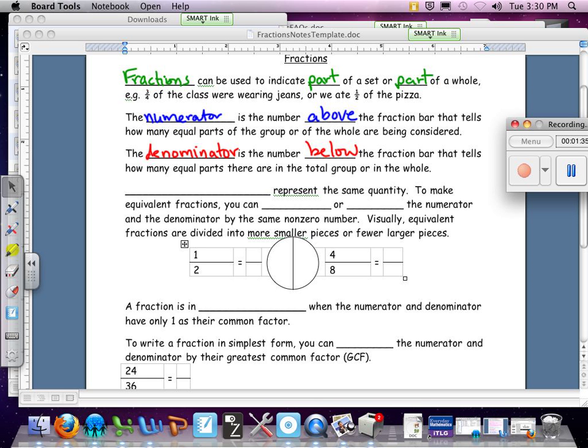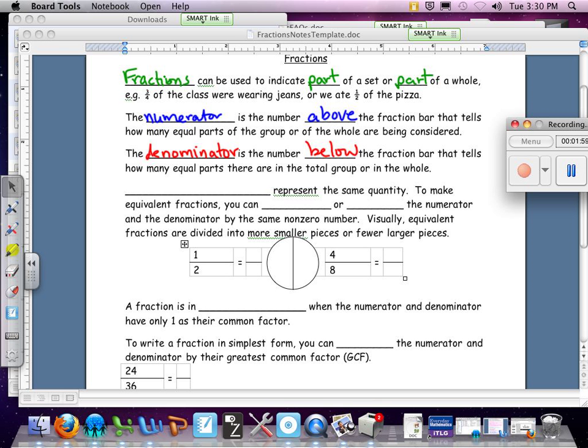So 3 out of every 4 of the class were wearing jeans. Probably there are going to be more than 4 people in the class, but if you group them into groups of 4, 3 out of every 4 would be wearing jeans. That fraction was probably already simplified. Half of the pizza was probably in 8 slices. So 4 out of 8 were eaten, and that simplifies to 1 out of 2, 1 out of every 2.